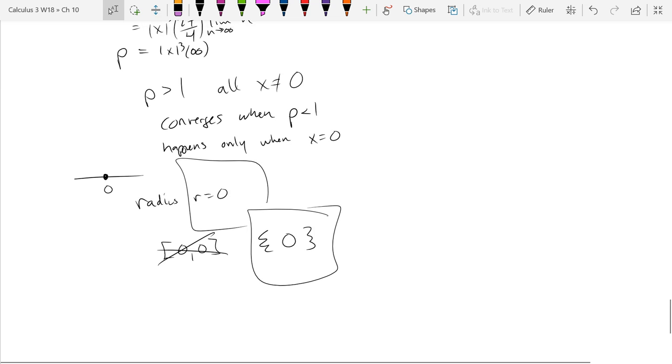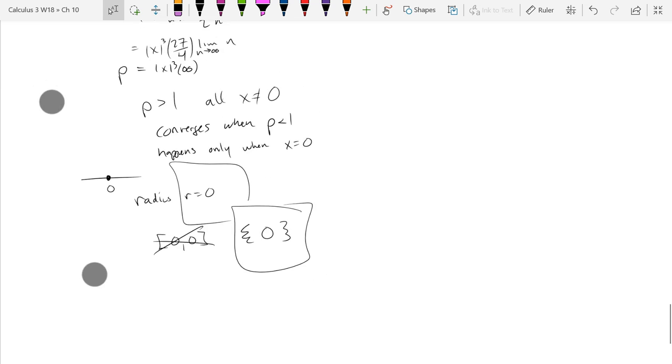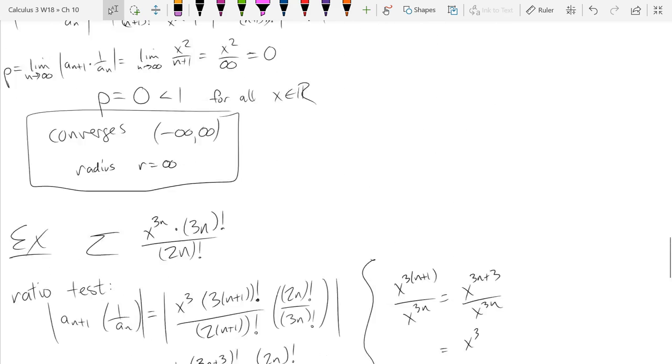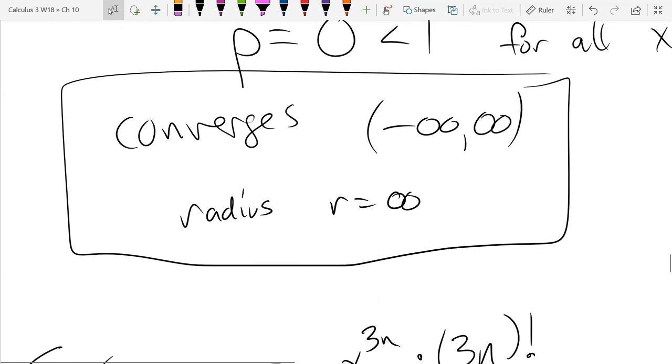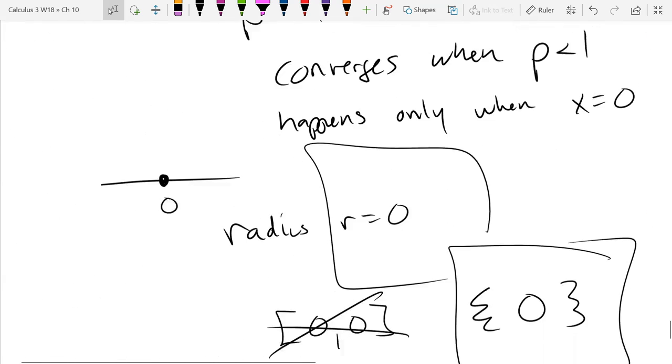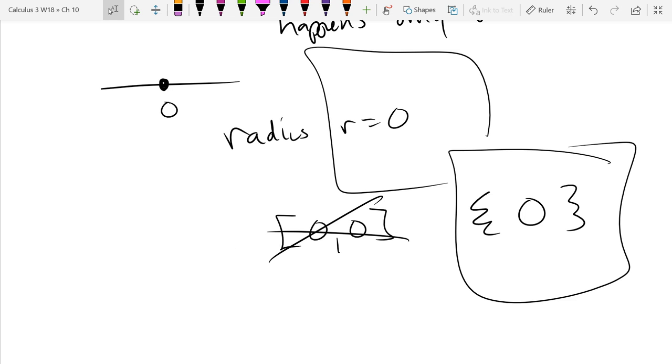So the last two problems. One of them, we had an infinite radius up here. So no matter what x was, it was going to converge. And then the last example we did was the other extreme, which is it almost never converges except when every term is 0.